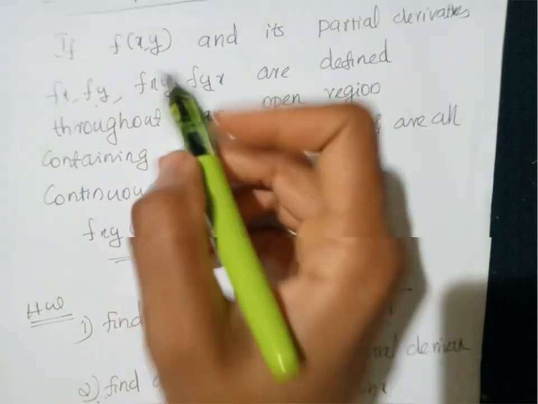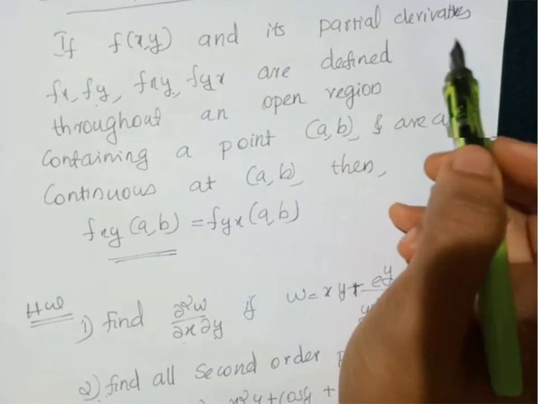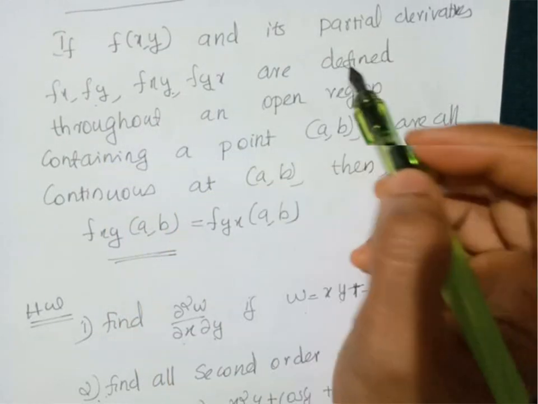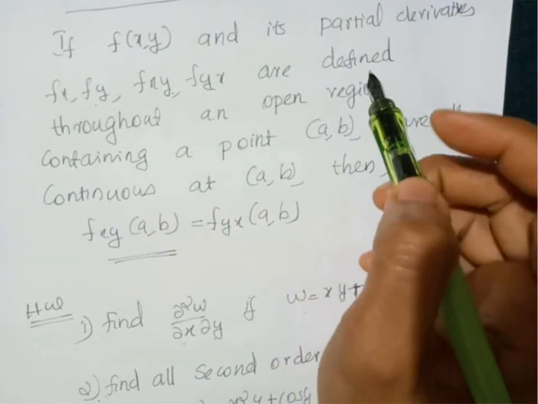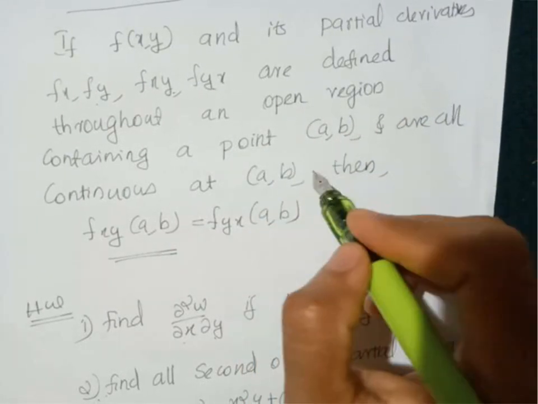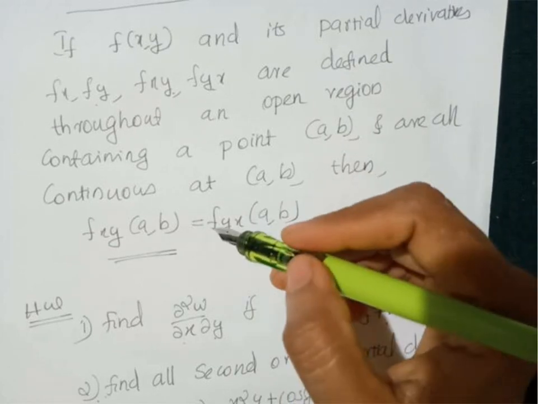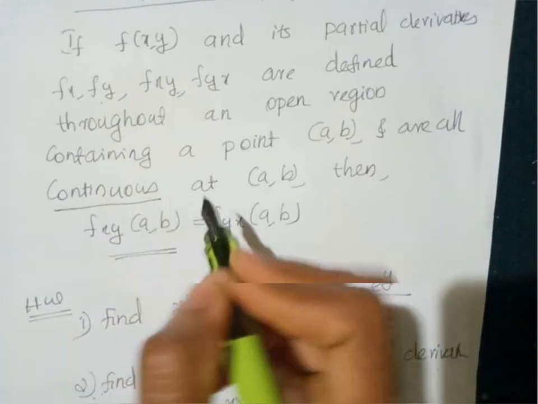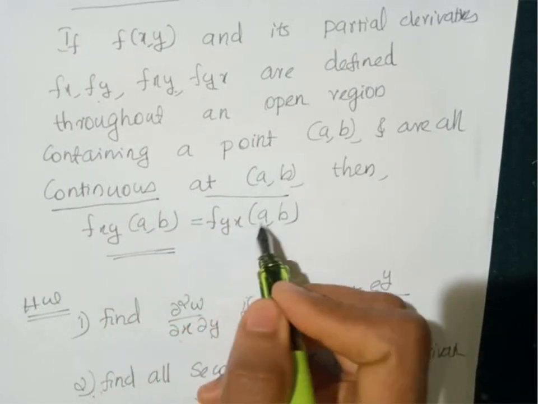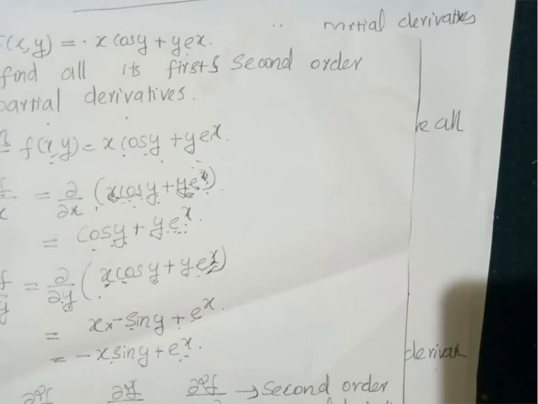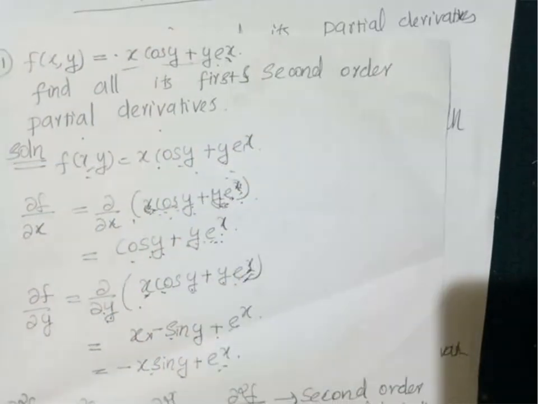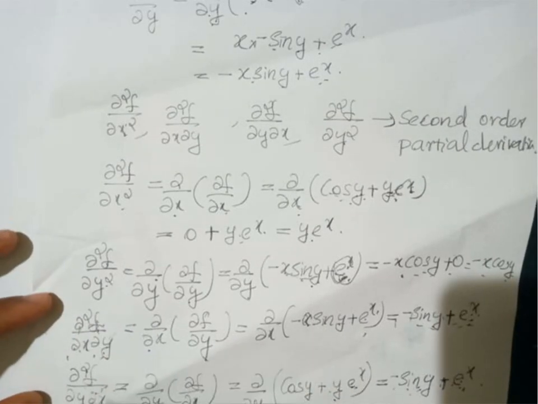Once more, if f(x,y) and its partial derivatives up to the second order are defined throughout an open region containing the point (a,b) and are all continuous at (a,b), then fxy at (a,b) equals fyx at (a,b). The important condition is continuity at (a,b). In this example, the function is continuous, so we got that these two derivatives are equal.